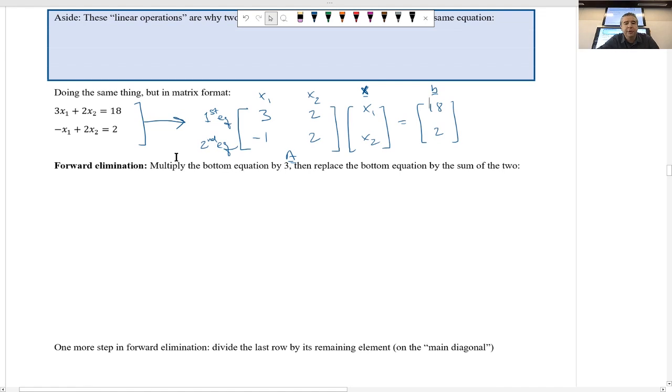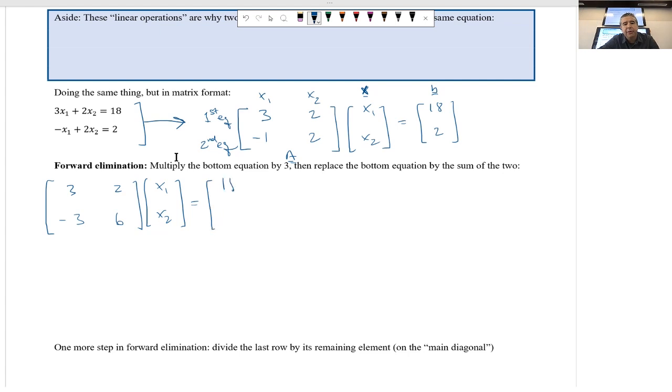The first forward elimination process was I took my bottom row and I multiplied it by 3. So I have 3, 2. Top row stays unaffected. Bottom row becomes negative 3, 6. I still have my x1, x2, which are unaffected. But now my b gets affected. The top one is not affected, but the bottom one gets multiplied by 3. So I have 18 on top of 6 for my b.